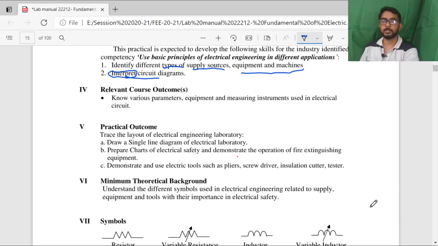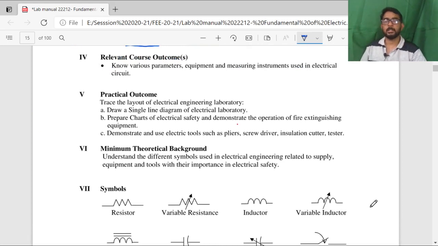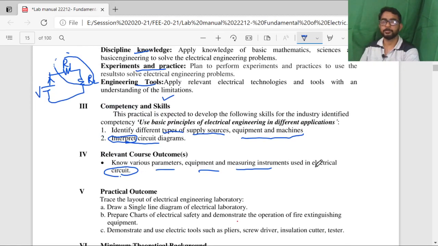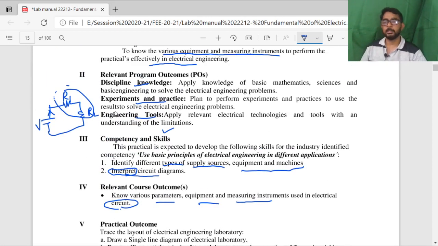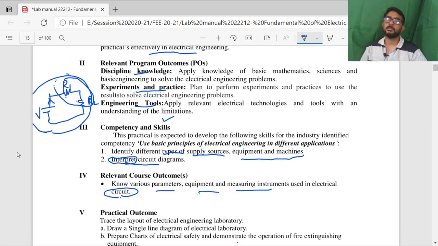Relevant COs: knows the various parameters, equipments and measuring instruments used in the electrical circuit. Circuit is the combination of all components. So how can we define the circuit? See here is one voltage source, two resistors connected in series. The whole combination is known as a circuit.